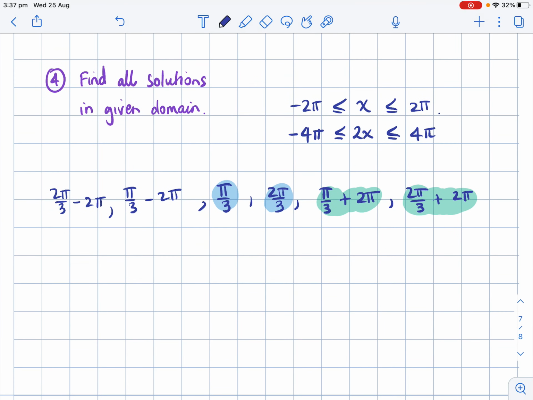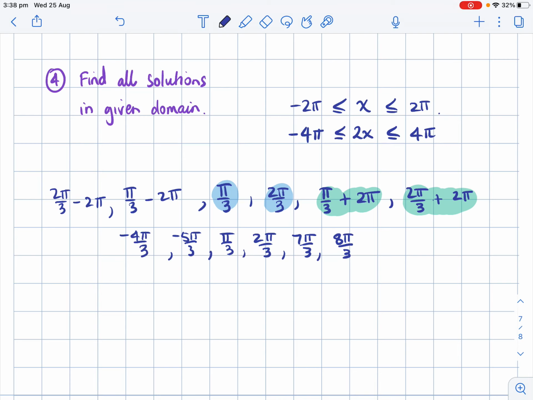And what we start to do is create all of our solutions. Let's do a little bit of simplifying here. 2 pi on 3 plus 2 pi is 8 pi on 3. Go in the other direction, it'll be minus 5 pi on 3. 2 pi on 3 minus 2 pi will be minus 4 pi on 3.